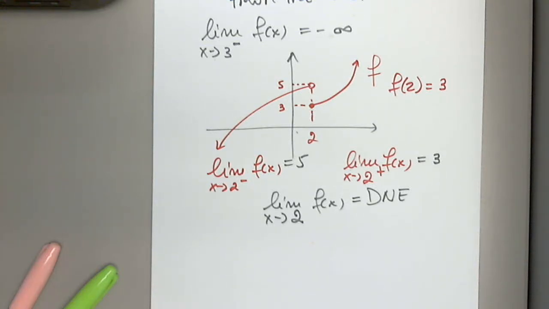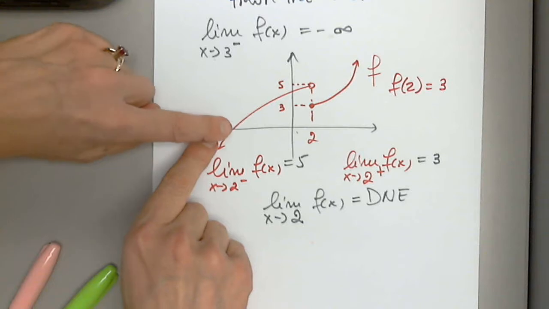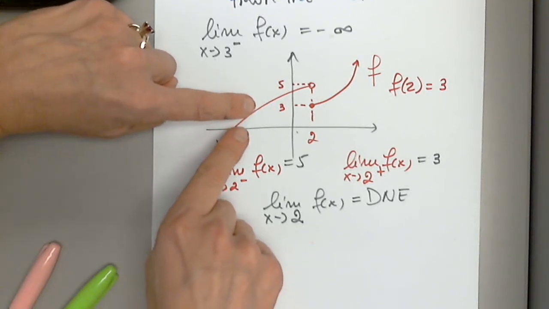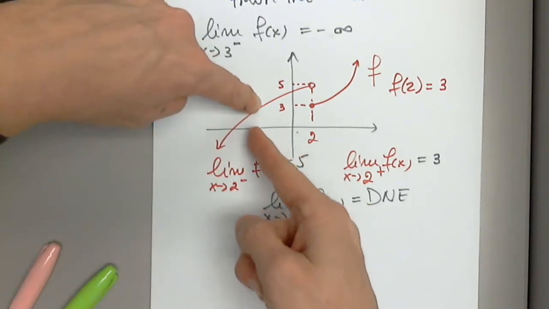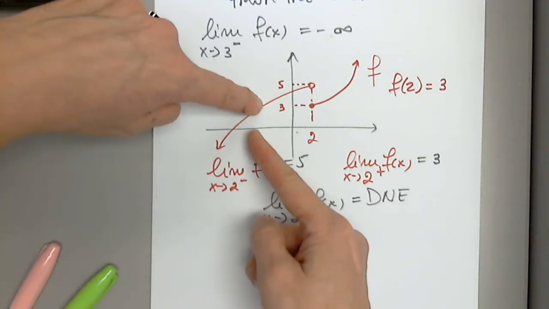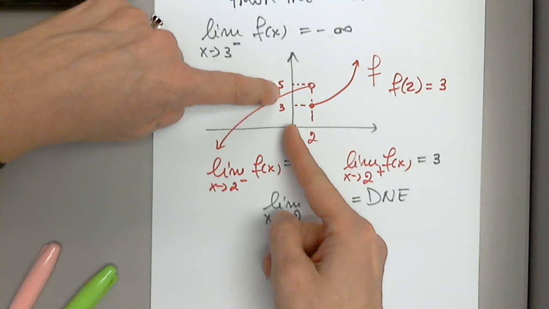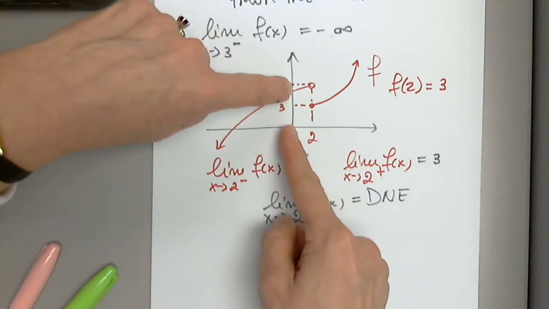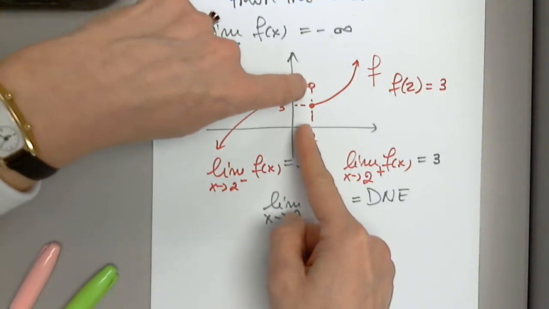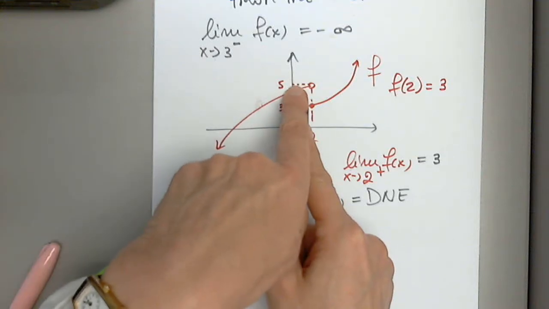Yes, please. I don't understand how it's 5 from the left and 3 on the right. Okay. So, look, see my fingers? As x is here, y is here. As x is here, y is here. As x is here, y is here. Close to which number? 5.